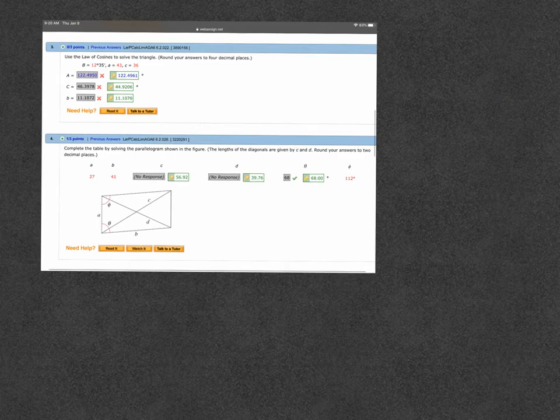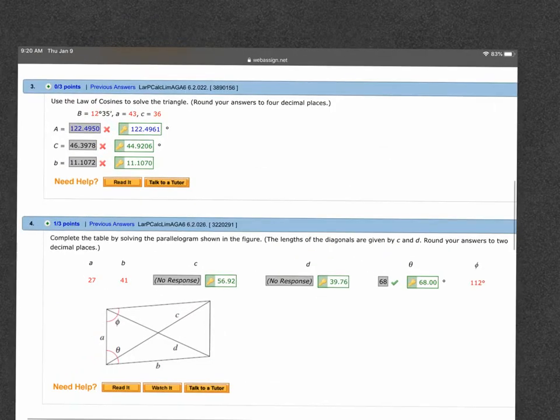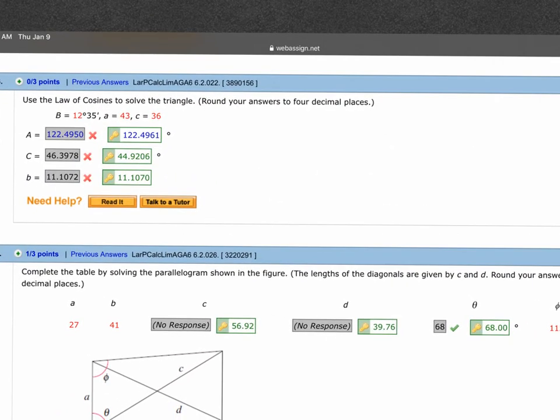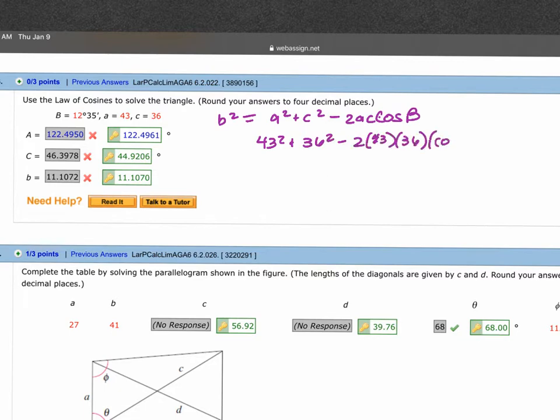These are the word problems from the homework. Oh, and the warm-up? All right. Number 3, a lot of you just got wrong because of the rounding. So I tell you every time, don't stress out about it. The first thing you would have to find for this one is side B. So I would do b squared equals a squared plus c squared minus 2ac cosine b. And I'd get a, which is 43, c, which is 36, 2 times 43 times 36 times the cosine of 12 degrees, 35 minutes.